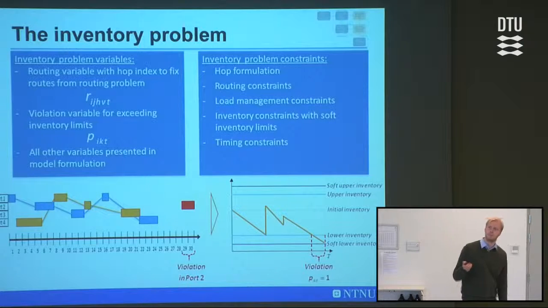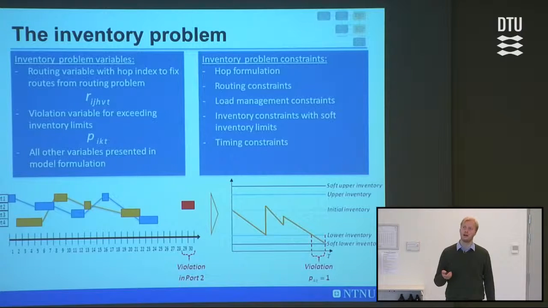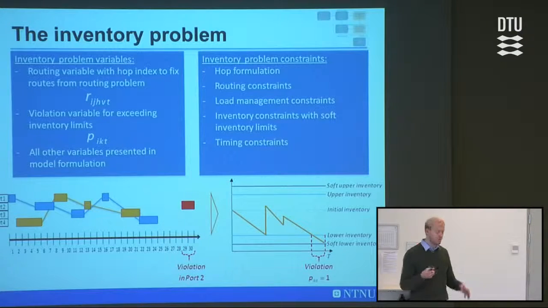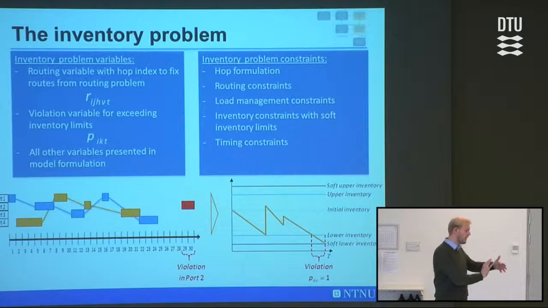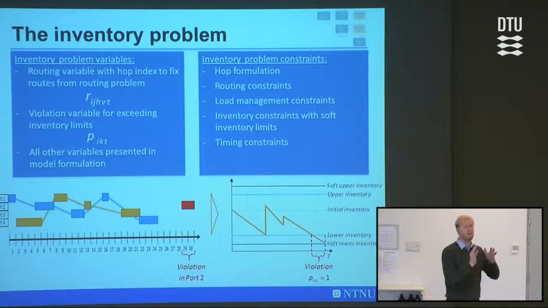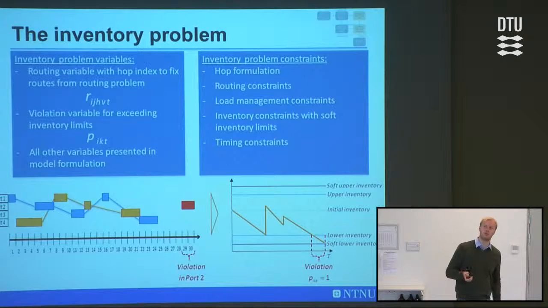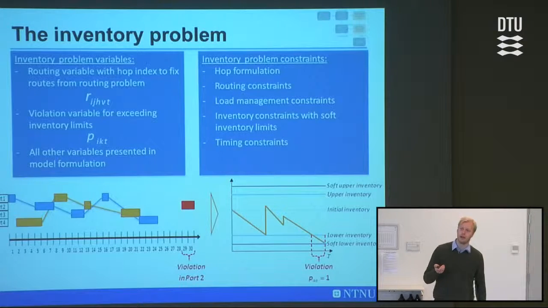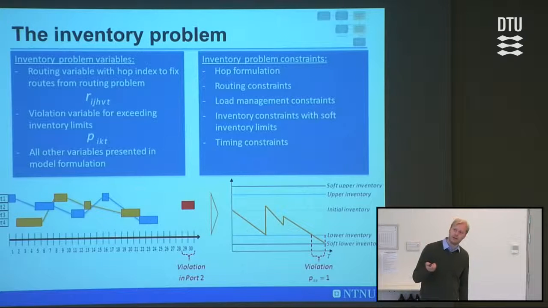Then we take the routing solution and we formulate something called a hop-indexed formulation, which basically makes sure that each leg in the route is sailed in the same sequence as in the solution from the routing problem. And then we also add this binary variable saying if we break an inventory limit or not. And then we can get something like this.